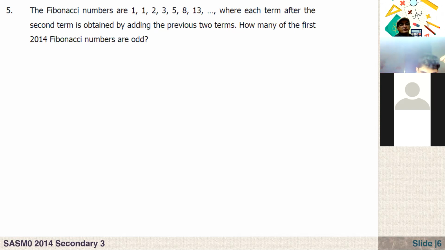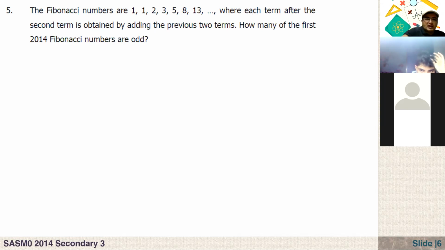The Fibonacci numbers are 1, 1, 2, 3, 5, 8, 13, where each term after the second term is obtained by adding the previous two terms. How many of those first 2014 Fibonacci numbers are odd? Wow. We're supposed to find that? Yes. How? We just keep writing these numbers. Most probably, if they ask a similar question in SASMO 2021, instead of 2014, they will just write 2021.